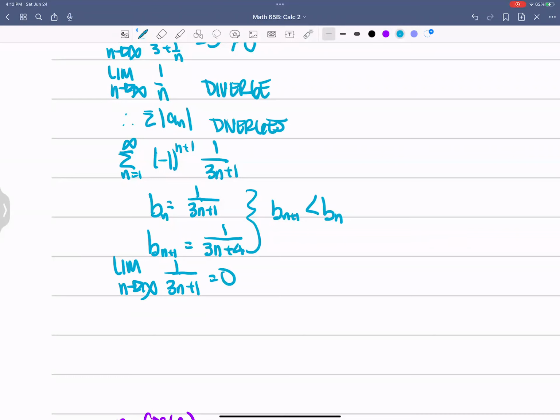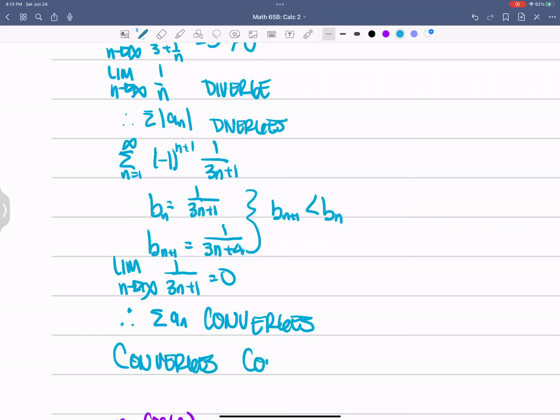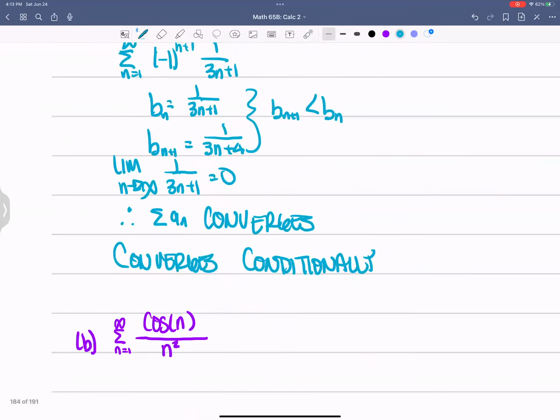Therefore the sum of a sub n converges, since a sub n converges and the absolute value of a sub n diverges. This tells us that this is a conditional convergence, or converges conditionally. All right, one down, one more to go.